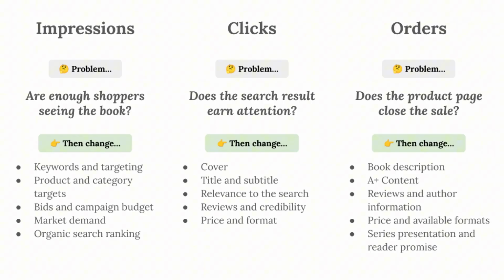So here is the simple version. Low impressions point toward discovery, targeting, bids, keywords, budget, market demand, or organic visibility. Healthy impressions but weak click-through rate point toward targeting relevance, the cover, the title, reviews, format, or price. Clicks without enough orders point toward the description, A+ content, reviews, author information, formats, price, or the promise itself. Discovery, click, purchase. Those are the three stages. KDP mainly shows you what happened at the end. Amazon ads can help you see what happened before the sale, or where the sale may have been lost. Once you can see that, marketing becomes much less mysterious.